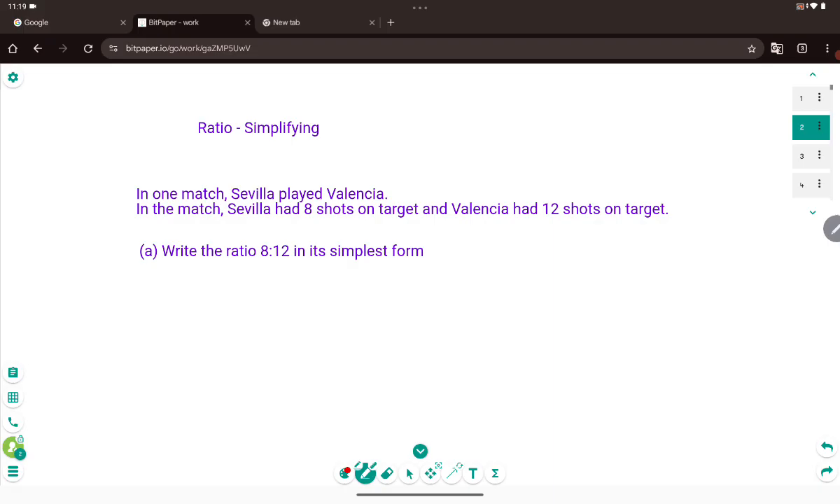Okay, so let me do an example first. In one match, Sevilla played Valencia. In the match, Sevilla had 8 shots on target and Valencia had 12 shots on target. Write the ratio 8 to 12 in its simplest form. So if we look at both 8 and 12, we need to find a common factor. So what's a common factor of 8 and 12? What times tables are they both in? The 4 times table, so we can divide them both by 4. If we divide 8 by 4, you get 2. And if you divide 12 by 4, you get 3.